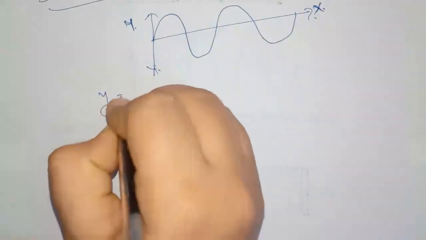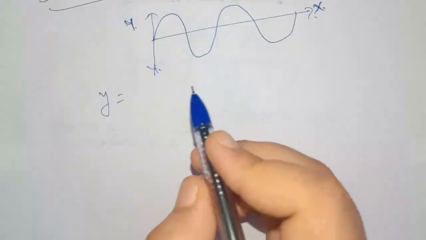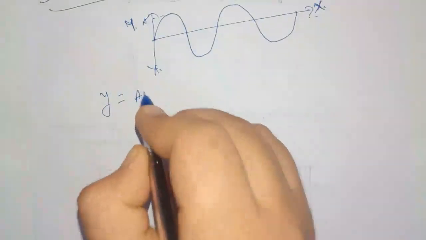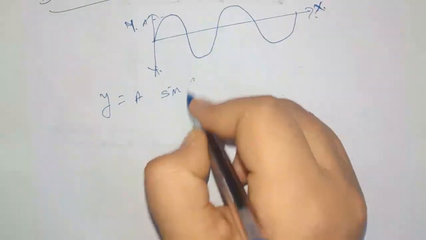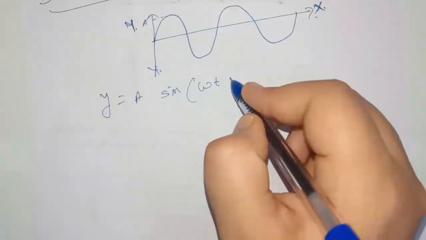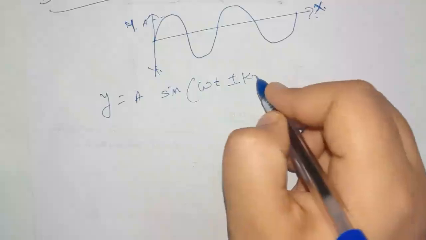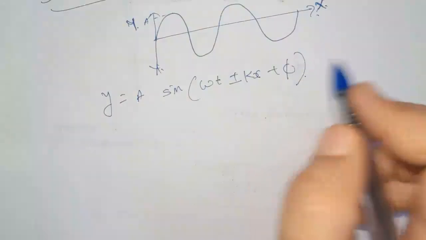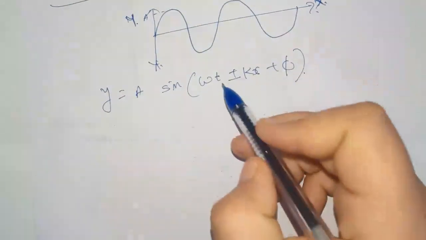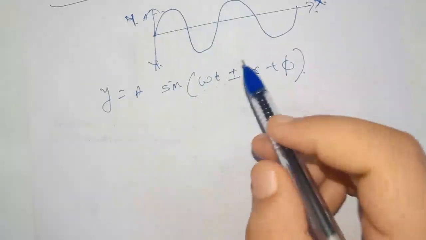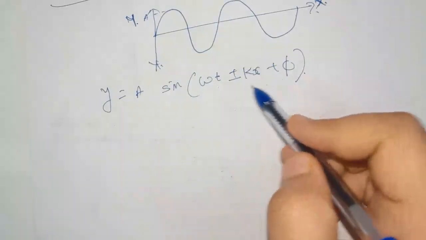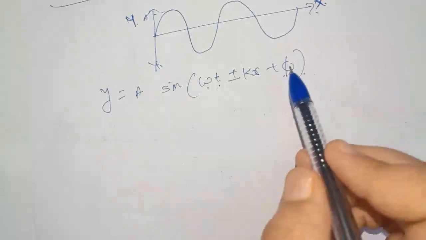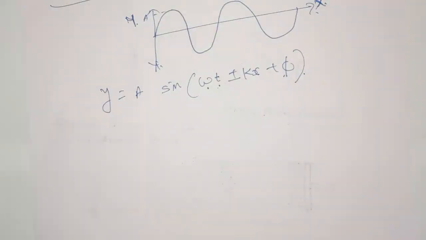So this wave can be written as y equals, if the amplitude is a, then y equals a sine of omega t plus or minus kx plus phi. Here, compared to the equation that we have seen in the last chapter, there is a new term, that is kx. This omega is angular frequency, t is time, phi is the initial phase.